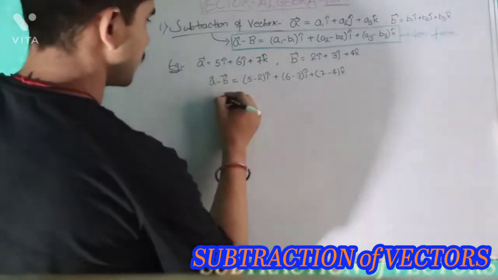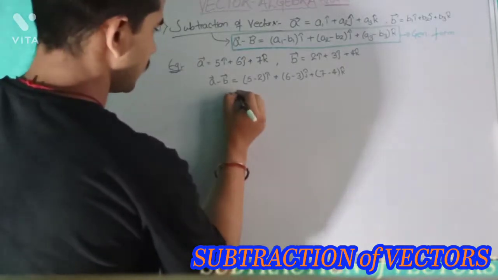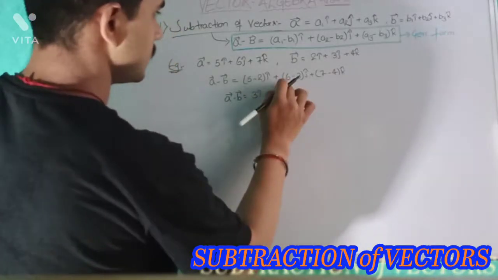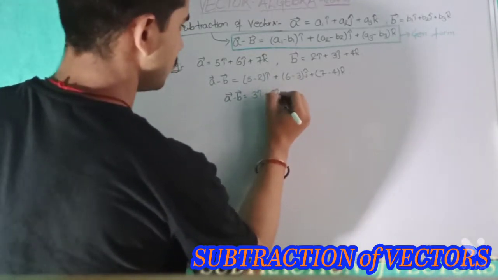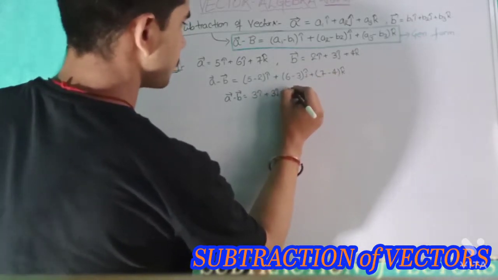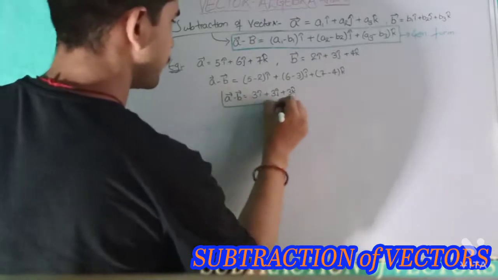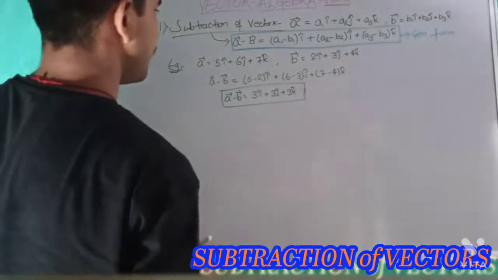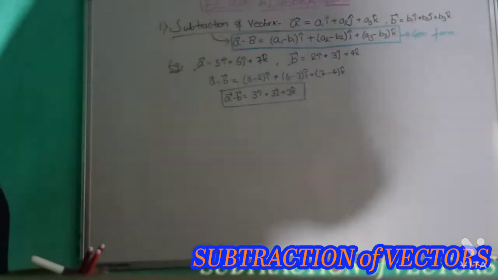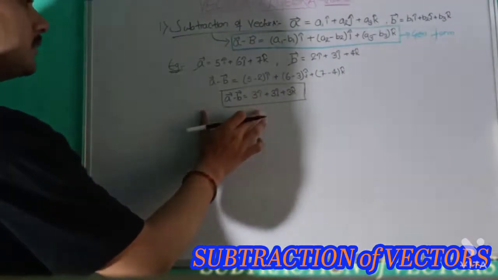Now trying to solve it further, 5 minus 2 becomes 3 I cap, plus 6 minus 3 becomes 3 J cap, and this 7 minus 4 becomes again 3 K cap. So this will be the obtained result for A minus B, vector A minus vector B. Okay, this will be the obtained result.